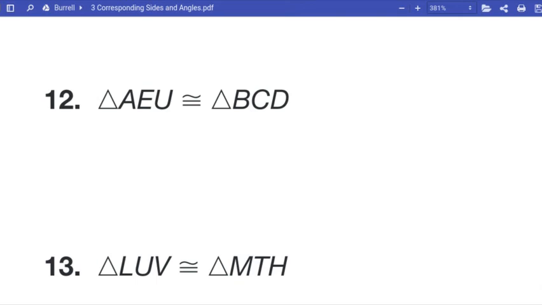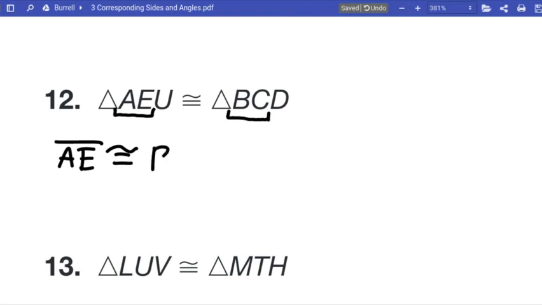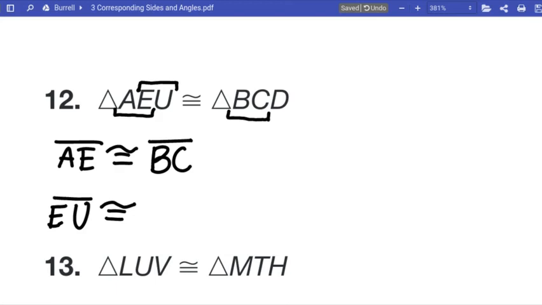The first one that I'm given is AE. So I would say side length AE is congruent to, looking again at the first two letters listed, BC. So line segment AE is congruent to line segment BC. Let's do the next one. I already started with A, so now I'm going to start with E. Line segment EU is congruent to line segment CD.